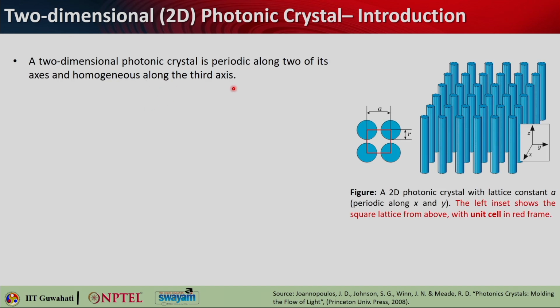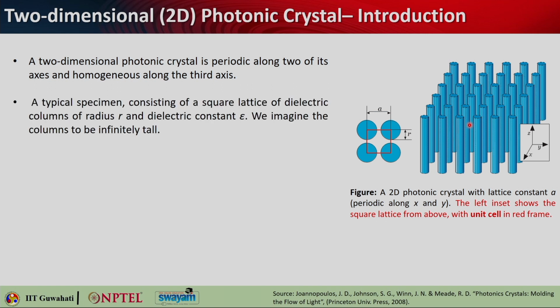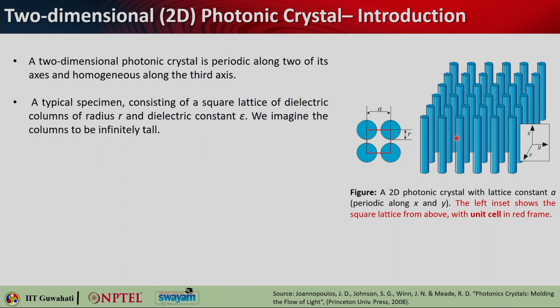A two-dimensional photonic crystal is periodic along two dimensions or two axes, and homogeneous in the third axis. In this diagram, this is the orientation, as you can see. This is a square lattice of dielectric columns. You can think of chalks or pencils arranged in a square lattice. How we characterize them: the radius of each column is r and the period is a. The red box shows the unit cell. So it is a square lattice.